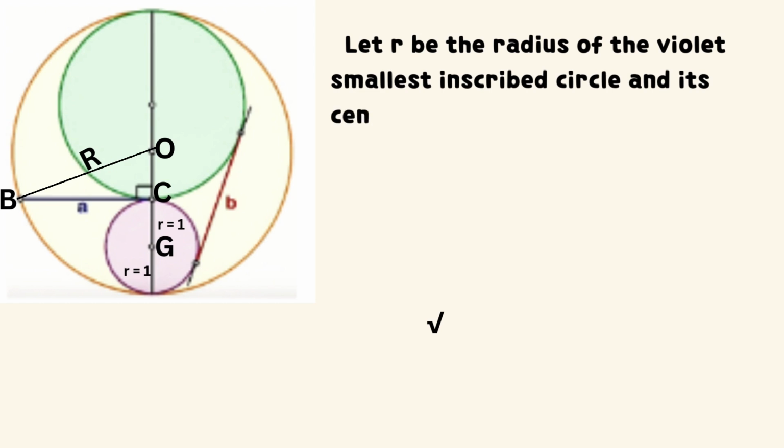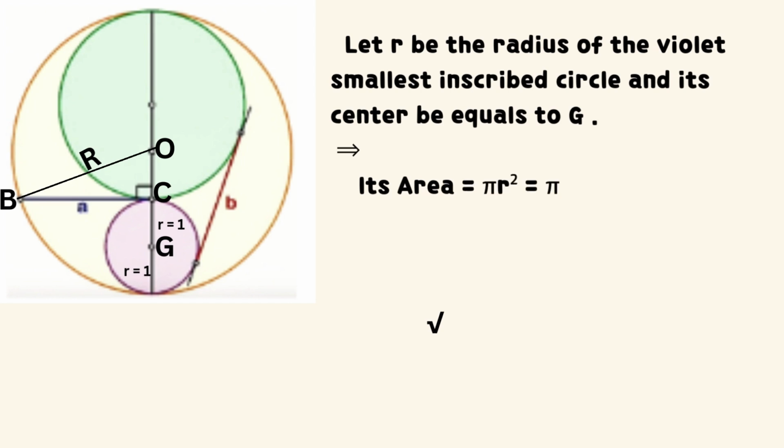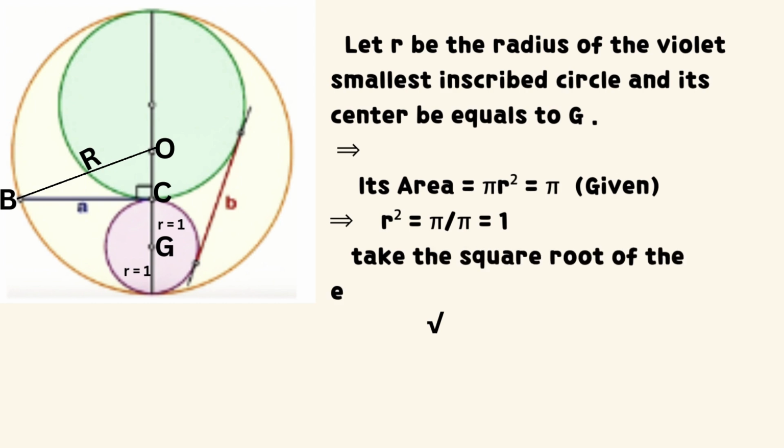Let r be the radius of the violet smallest inscribed circle, and its center be G. It follows that its area equals the product of pi and the square of r, which equals pi. Hence, the square of r equals 1. Take the square root of the equation. We have that r equals the square root of 1, which equals 1 centimeter.